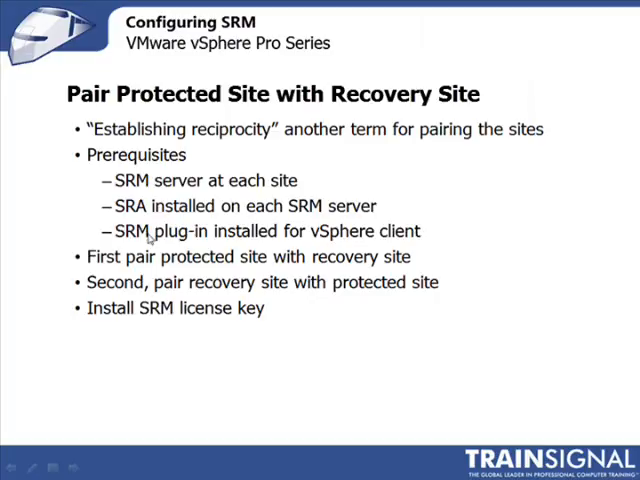We'll also want to have the SRM plugin installed into the vSphere client that you plan to use to configure the SRM configurations at each site. Once you've checked off that the prerequisites are all in order, we'll first begin with the protected site and pair it with the recovery site. Second, we'll pair the recovery site back with the protected site. And then finally, we'll install the SRM license key before we forget that piece.